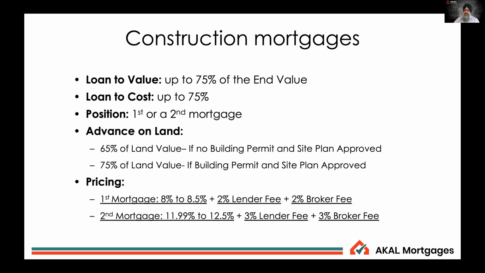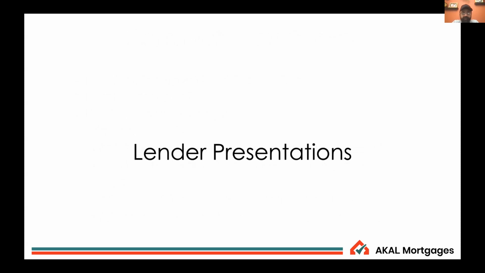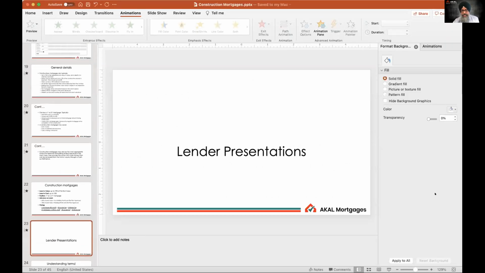This is how clients are going to understand it in a better way when you work out all the numbers. And second mortgages, typically speaking, are between 12% and 12.5%, with a 3% lender fee and a 3% broker fee. And again, all fees will be deducted at the time of the first draw, right? And at that time, I will hold on to the lender presentation.